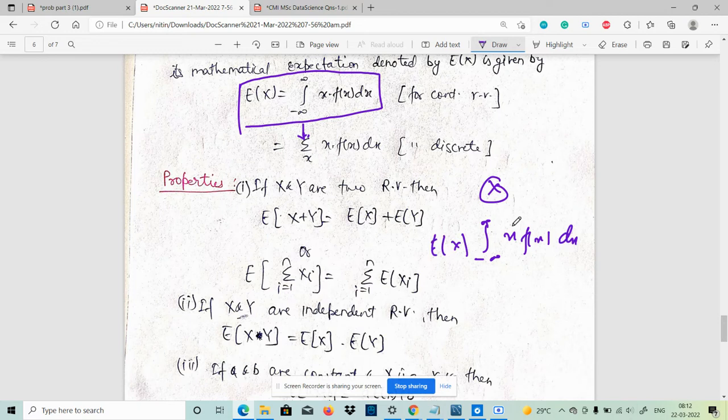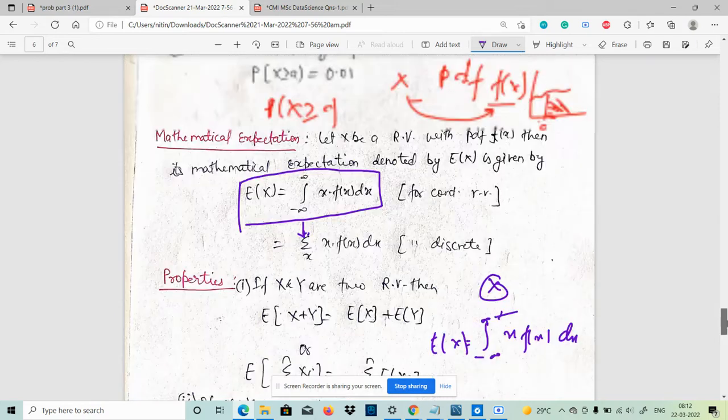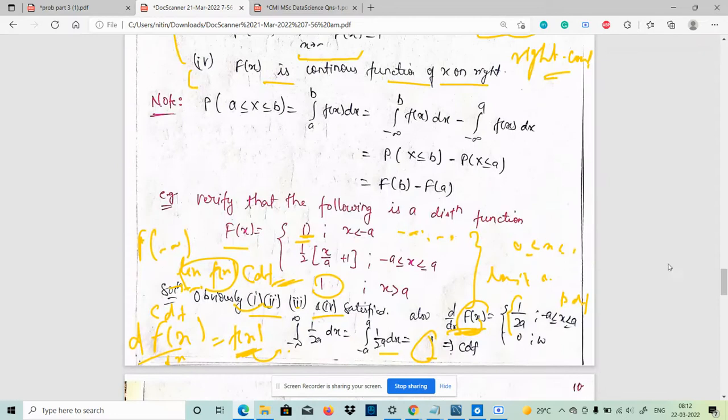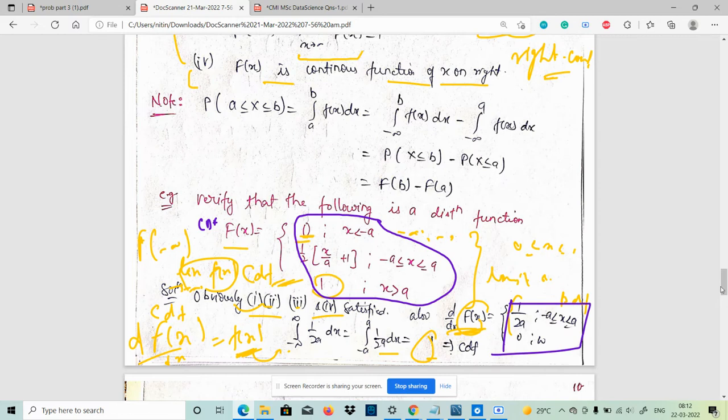The thing is that the limit minus infinity to infinity can be broken down depending on the definition of f(x). Like yesterday we saw that f(x) is only defined between minus a to a. This was a cumulative distribution function, but obviously if you find the probability density function, it will be between minus a to a.